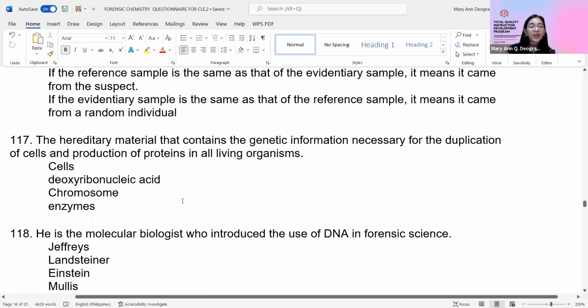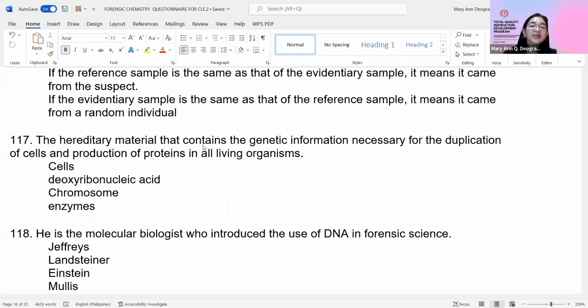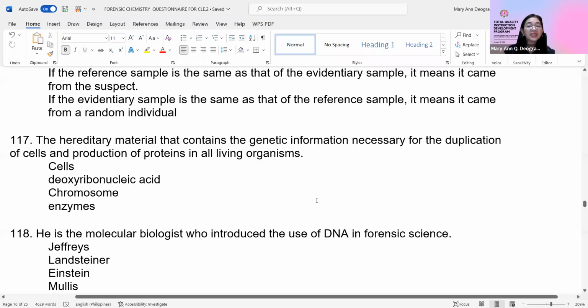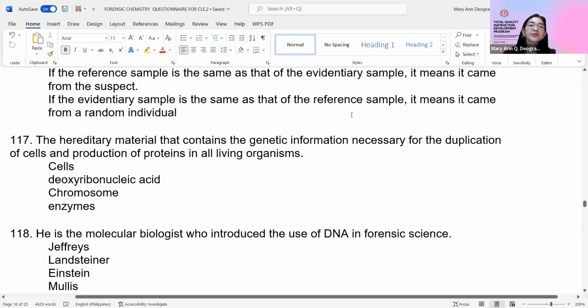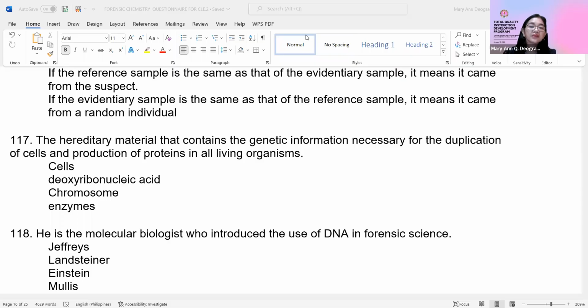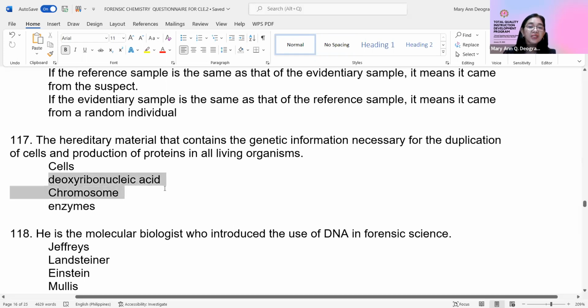All right, number 117, the hereditary material that contains the genetic information necessary for the duplication of cells and production of proteins in living organisms. It's cells, deoxyribonucleic acid, chromosomes, enzymes. Which of the following is the best answer? Okay, the DNA. Siyempre. So it is the deoxyribonucleic acid.